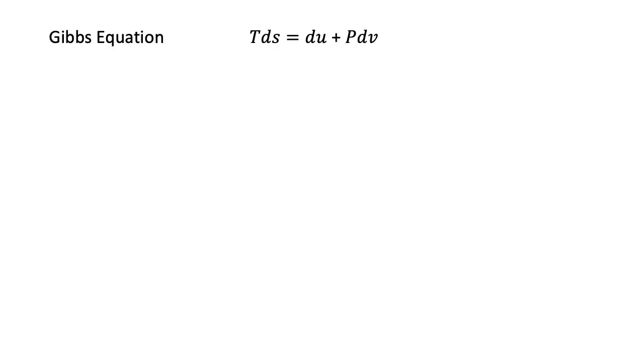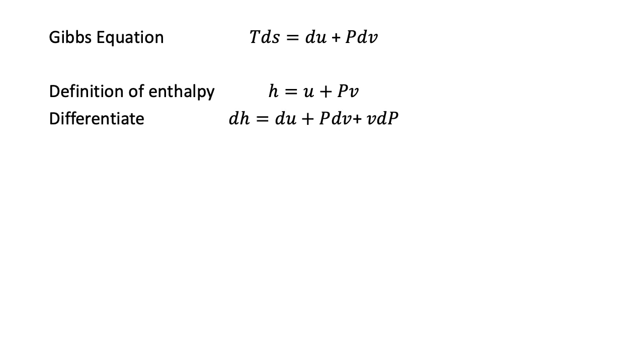We can use the Gibbs equation to calculate changes in entropy. The Gibbs equation is that TdS is equal to dU plus PdV. Now we want to relate the change in entropy to the change in enthalpy, as we will see very soon that that is much easier to work with. So let us start with the definition of enthalpy, that H is equal to U plus PV. Differentiating this, we get that dH is equal to dU plus PdV plus VdP. Rearranging, dU plus PdV is equal to dH minus VdP.